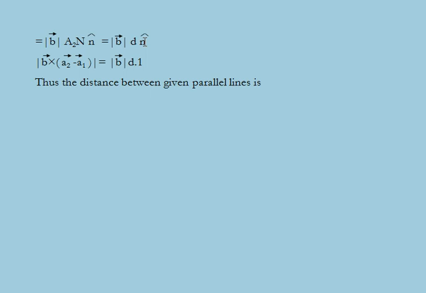Therefore, the distance between the given parallel lines, which is assumed to be d, is equal to the ratio of the mod of cross product of vector b and vector a2 minus a1 divided by mod of vector b. Thus, the distance between two parallel lines is given as specified in equation number 1.